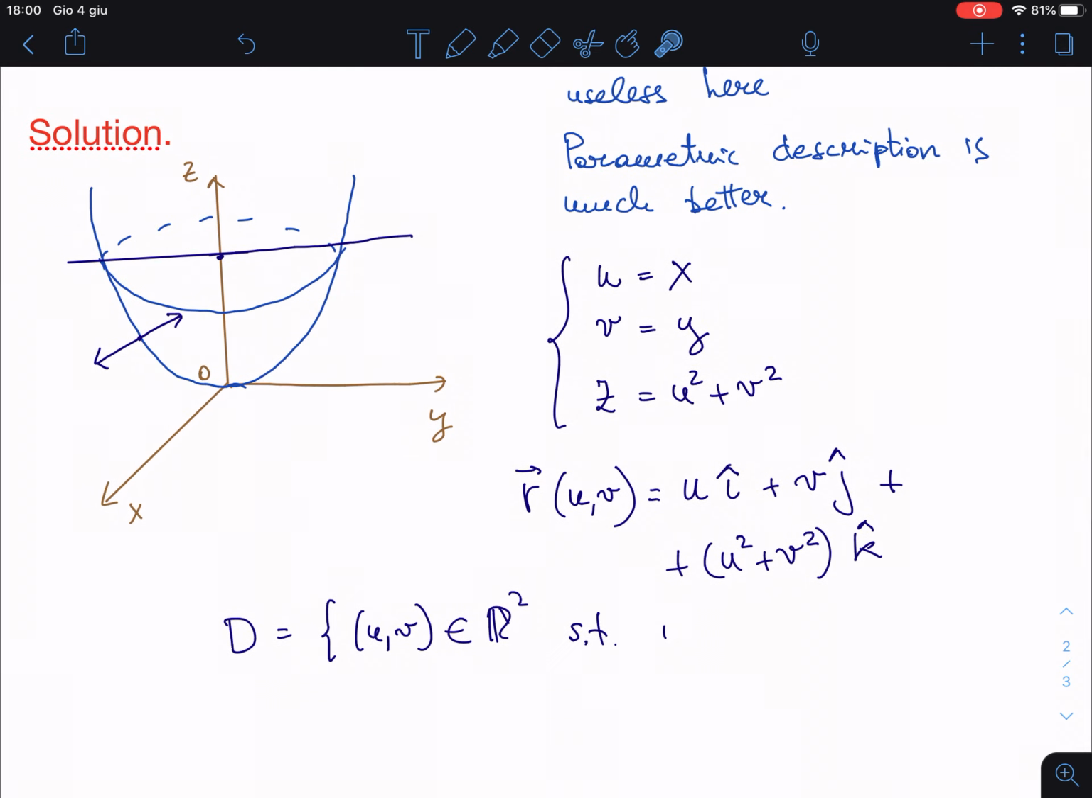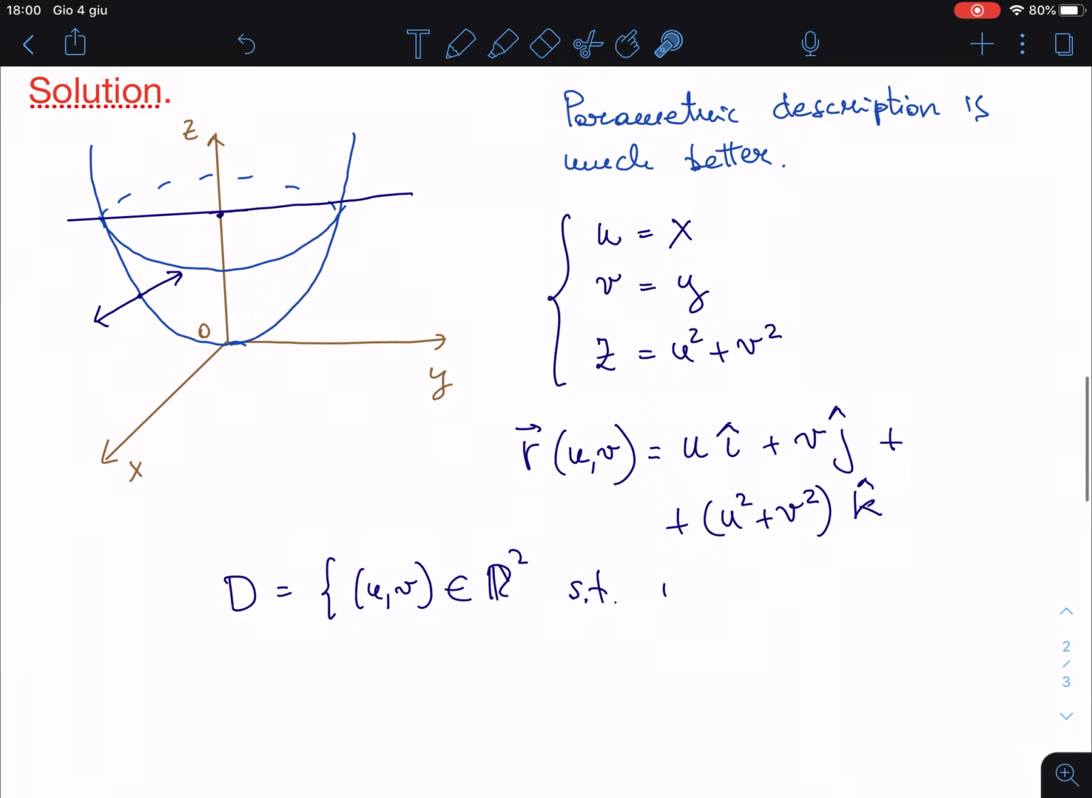this point is extremely important, the passage from Cartesian to parametric description of a surface. And this is very important just because by the parametric expression you can have formulas, analytic expression for the normal vector, which is very important when dealing with surfaces, which gives you the orientation of surfaces.